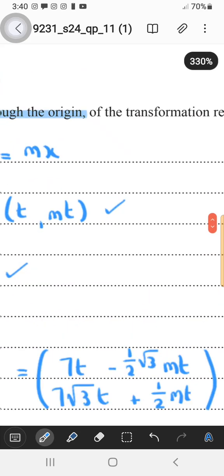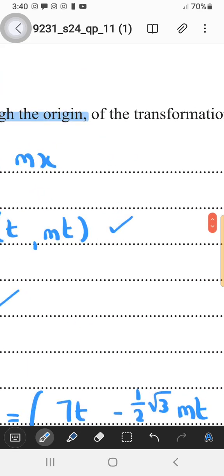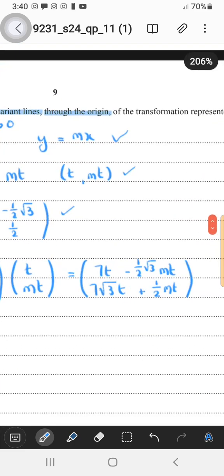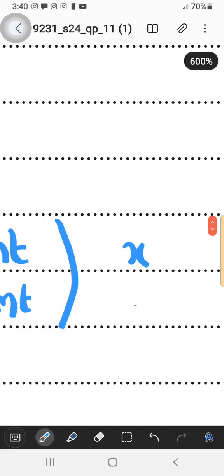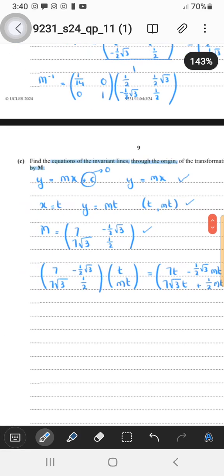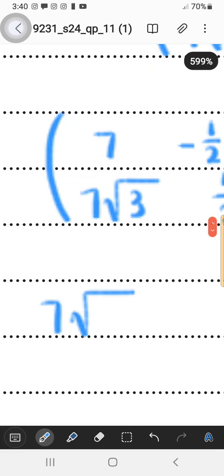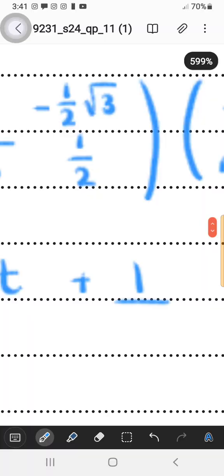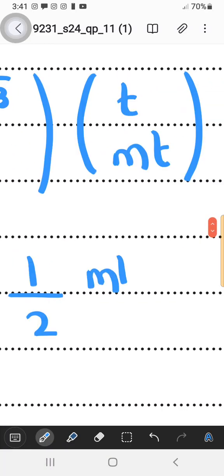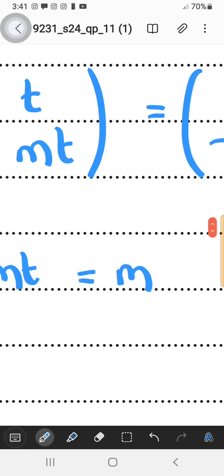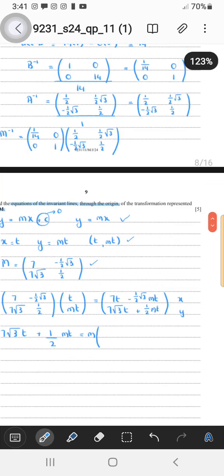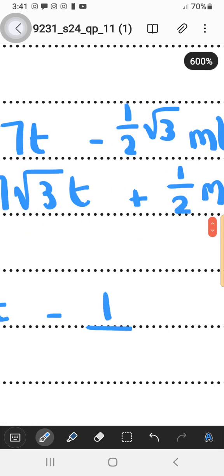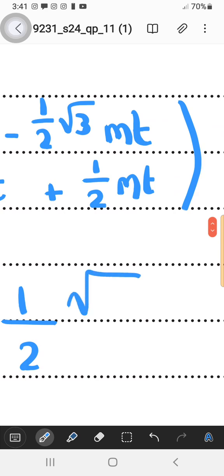Now we will use this. We have general for y equal to mx. This is x and this is y. So let's write y at the left side. 7 under root 3 t plus 1 upon 2 mt equal to m, and multiplied with x means 7t minus 1 upon 2 under root 3 mt.